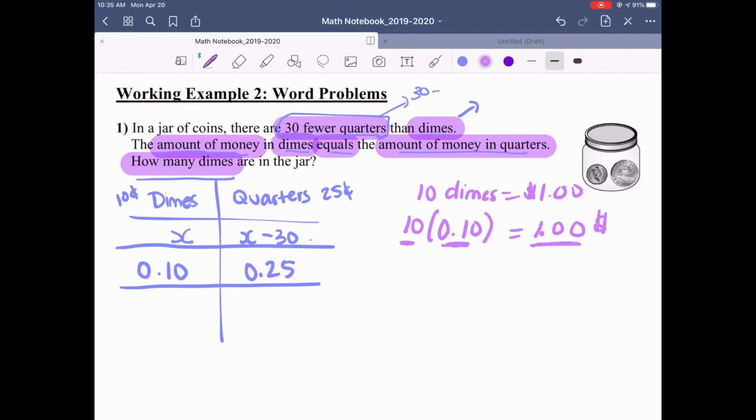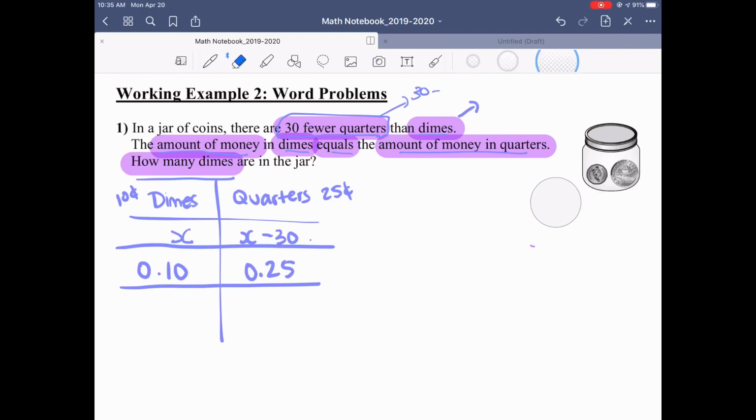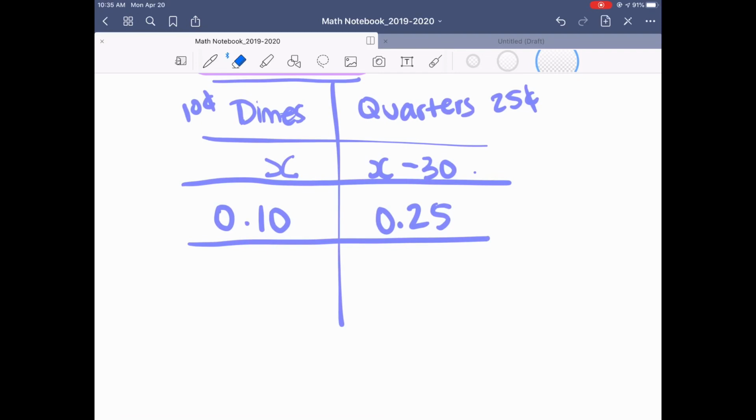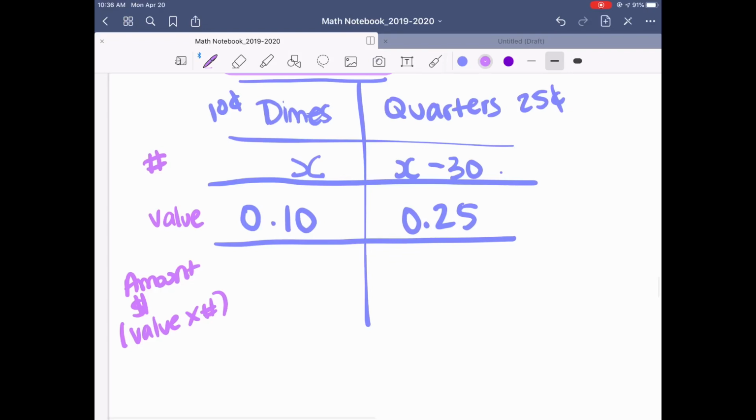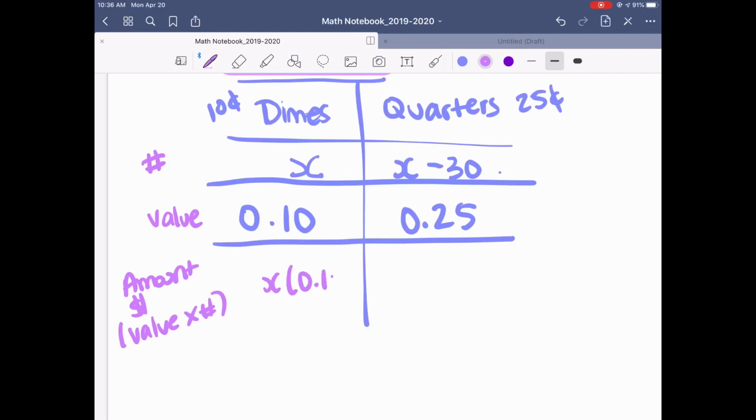So in order to get the total amount in money for these, we have to take the value of each coin times the number of each coin that we have. So that would give us the amount in money. So this is value times the number of coins. So how many dimes do we have? We have X number, and then the value of each one is 0.10.